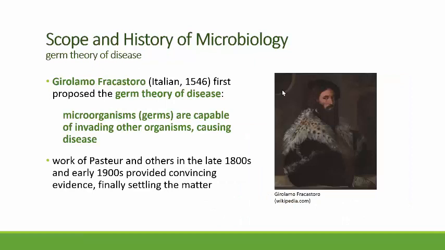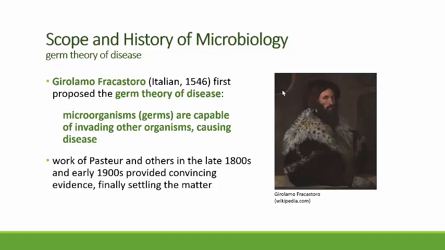Okay, so now we've got to look back in time once again. So back in Italy in the mid-1500s, Girolamo Fracastoro, I'm not sure how you pronounce his name, but I think I'm somewhere in the right zone with that, first proposed what we now talk about as the germ theory of disease. And it was his thesis that microorganisms, what we think of as germs, are capable of invading other organisms and causing disease while they're there.